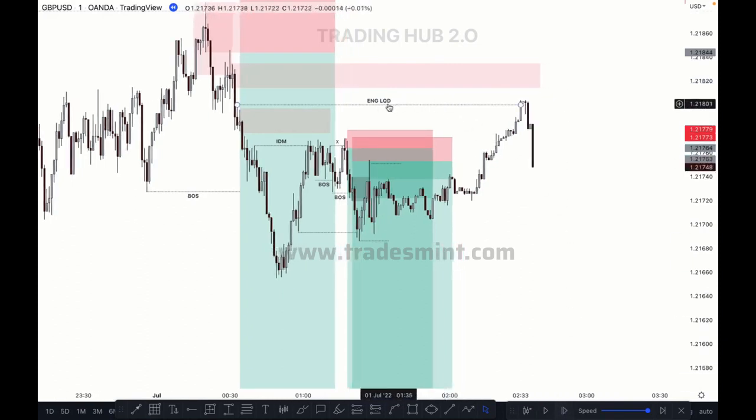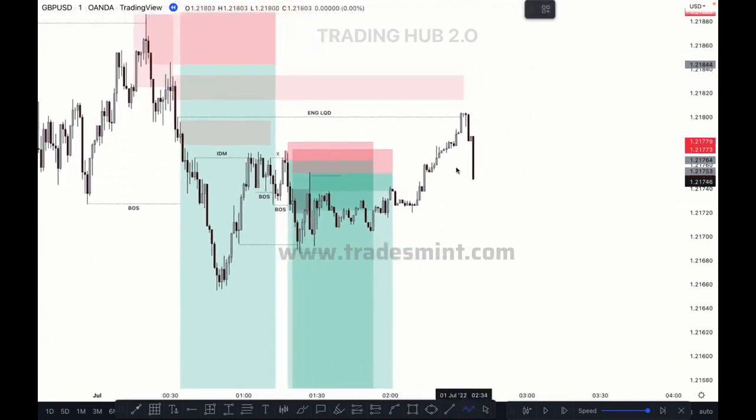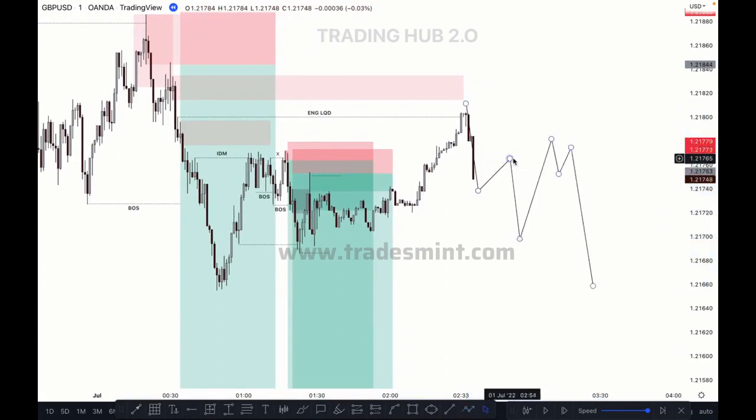In this case, this is our entry type 2 because market closed above it. So entry type 2, what does entry type 2 say? Entry type 2 says market must take out the first inducement before the sell. Correct. So this is entry type 2. So I will wait for the price action to develop, to see how it actually works.